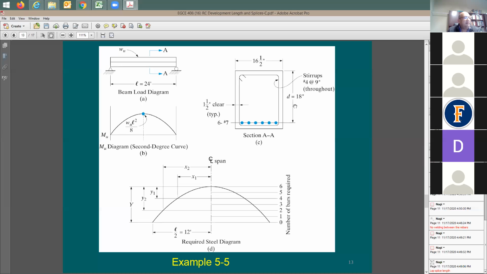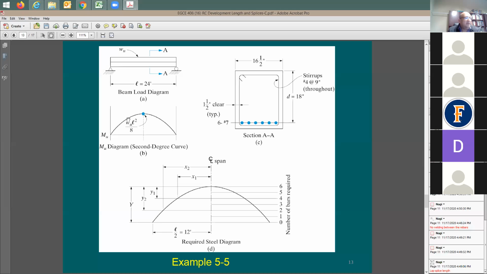And they say the depth, d, not the total depth of the section, is 18 inches. They give you the clear cover, right? 1.5 inch. And they say that you have number 4, a half inch tie or stirrup. At the bottom here, you have 6 number 7. So you should be able to find out the spacing from rebar to rebar.